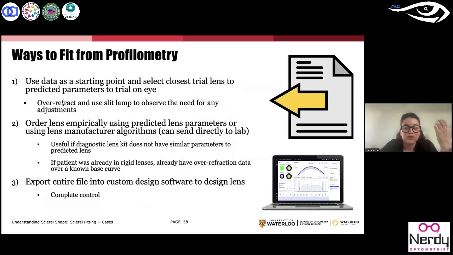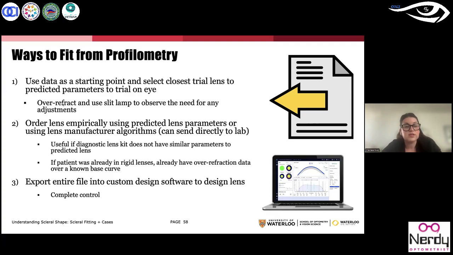So there's three main ways you can fit from all this data. You use it as a starting point and select the closest trial lens in your fit set, and then you would over-refract and use your slit lamp for adjustments. You can order it empirically using the predicted lens parameters, or using those algorithms I just showed you, you can send it directly to the lab. This can be useful for more extreme parameters if your diagnostic kit doesn't have close parameters to what you need for that patient.